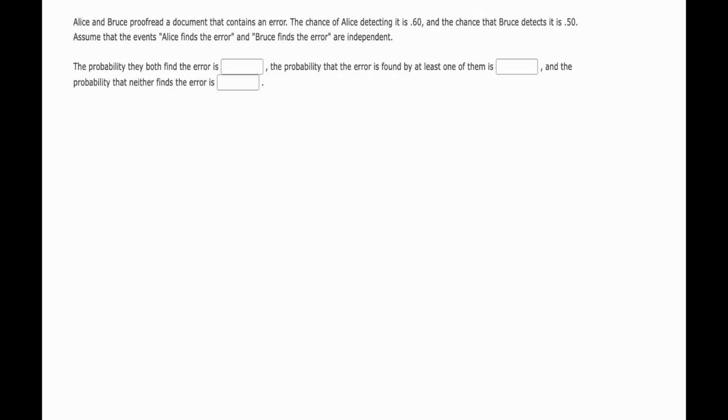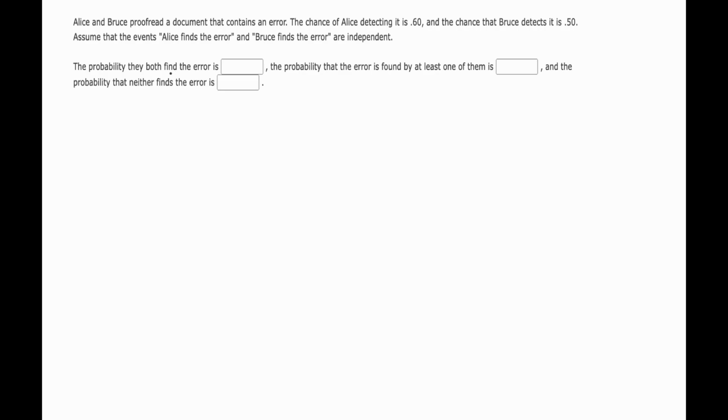Alright, so Alice and Bruce proofread a document that contains an error. The chance of Alice detecting the error is 0.60, and the chance that Bruce detects it is 0.5. Assume the events Alice finding the error and Bruce finding it are independent. We want to find the probability that both of them find the error.